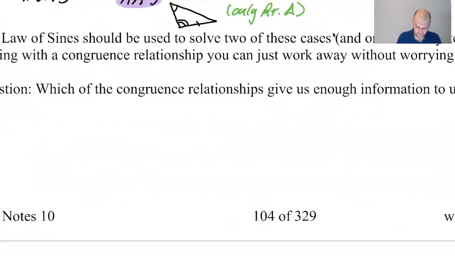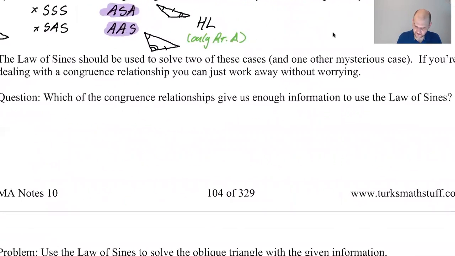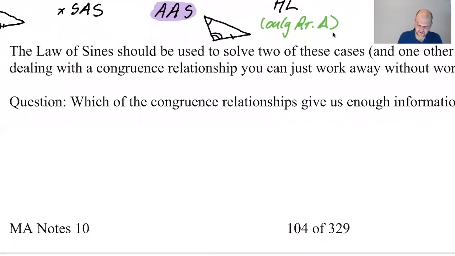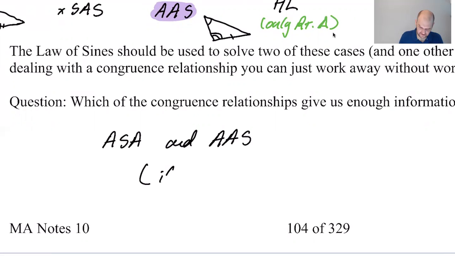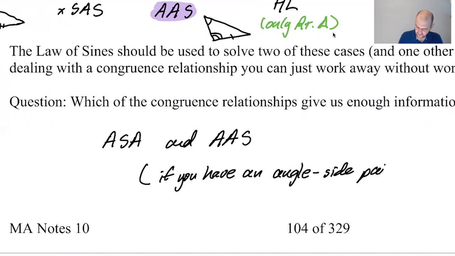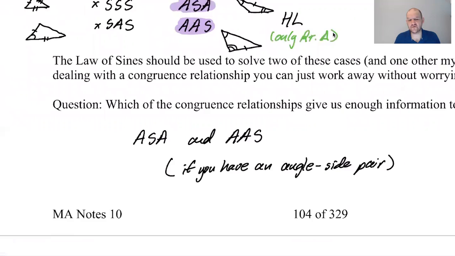So which congruence relationships give us enough information to use the law of sines? The answer is angle side angle and angle angle side. And basically, I'm just going to say, if you have an angle side pair, so if you know an angle and the side opposite that angle, law of sines.